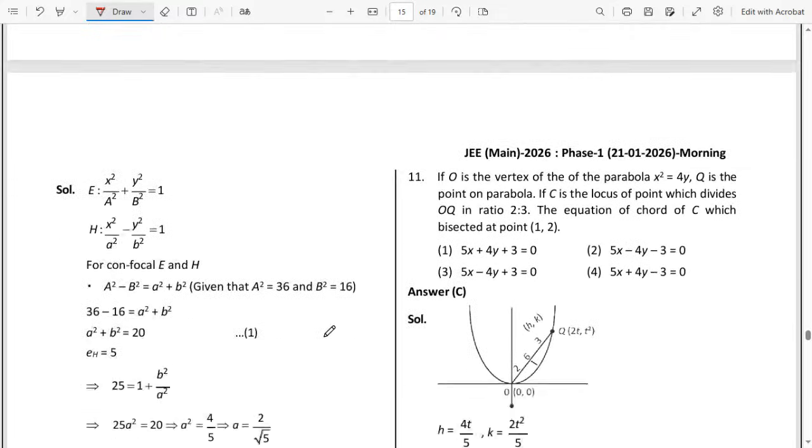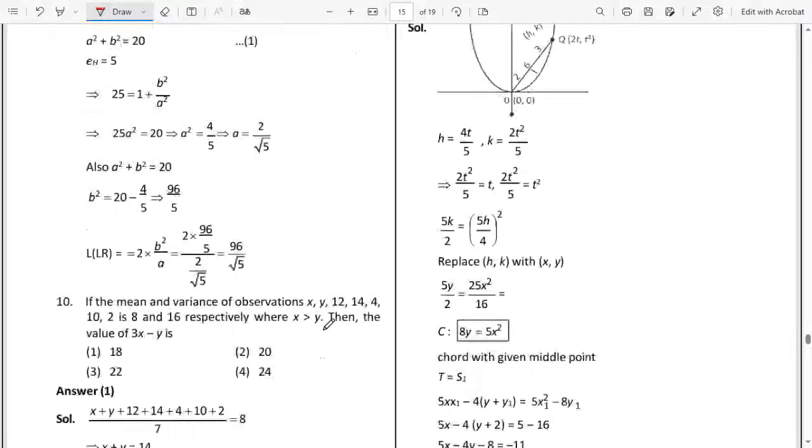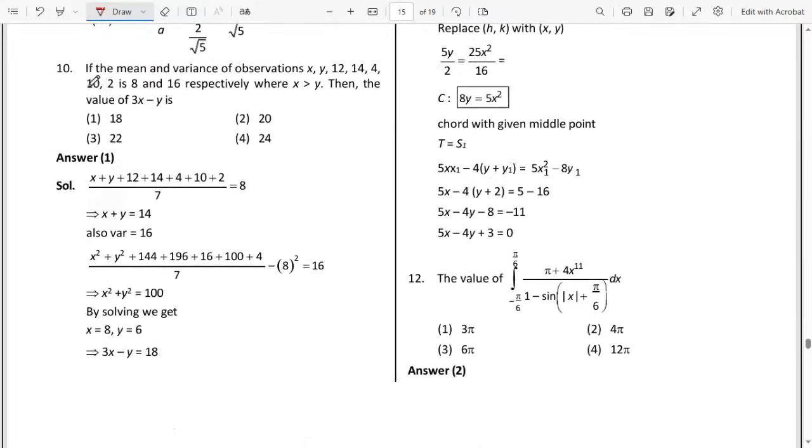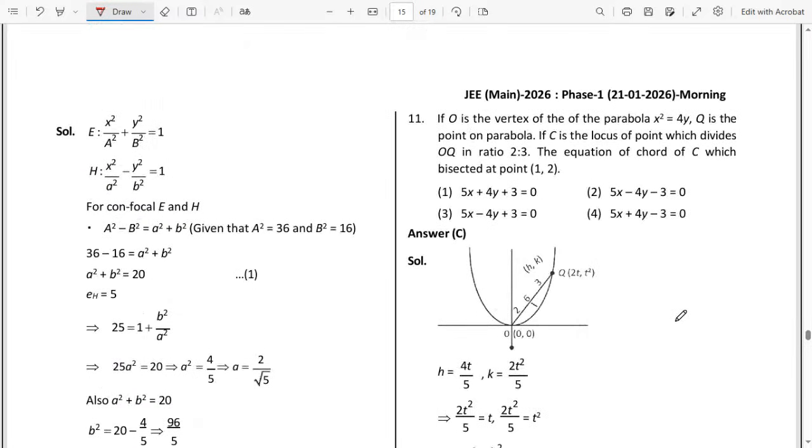Yes students, solutions are given here. Please go through the solutions if you want details. Yes students, question number 10, answer 1 is correct option students, that is 18. You are going to get the answer, 3x minus y equal to 18. Yes students, next, question number 11. Yes, option 3 is correct option students.